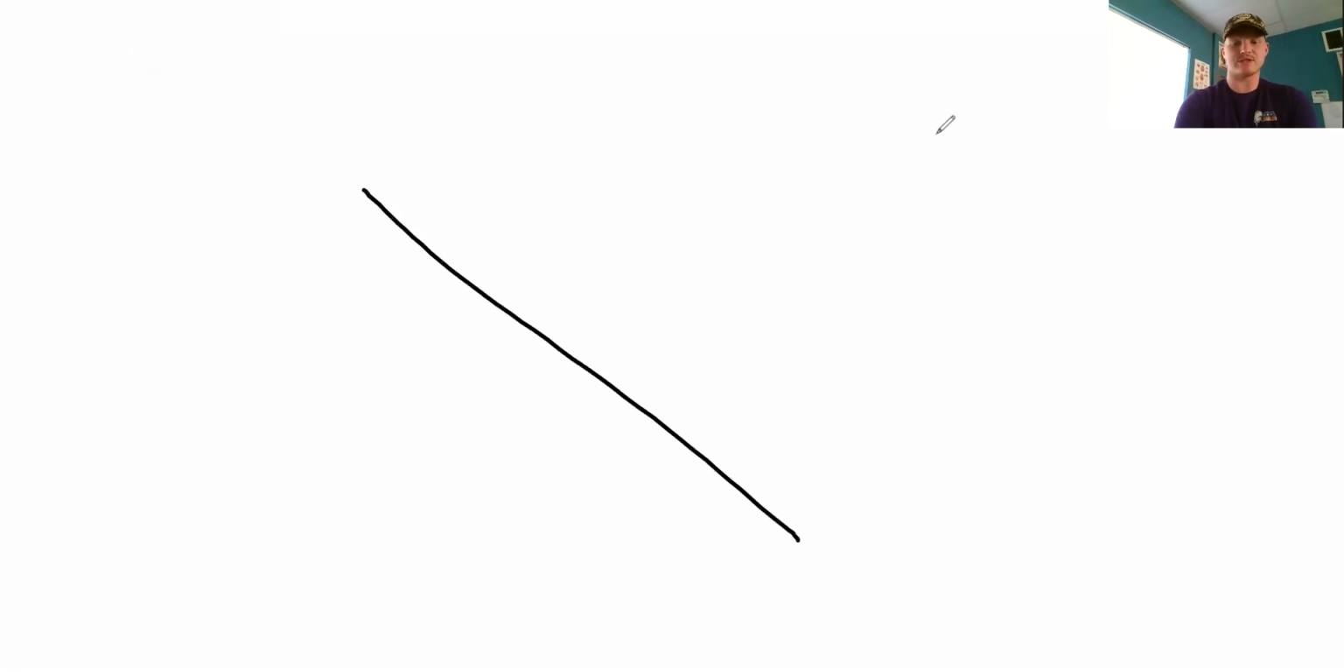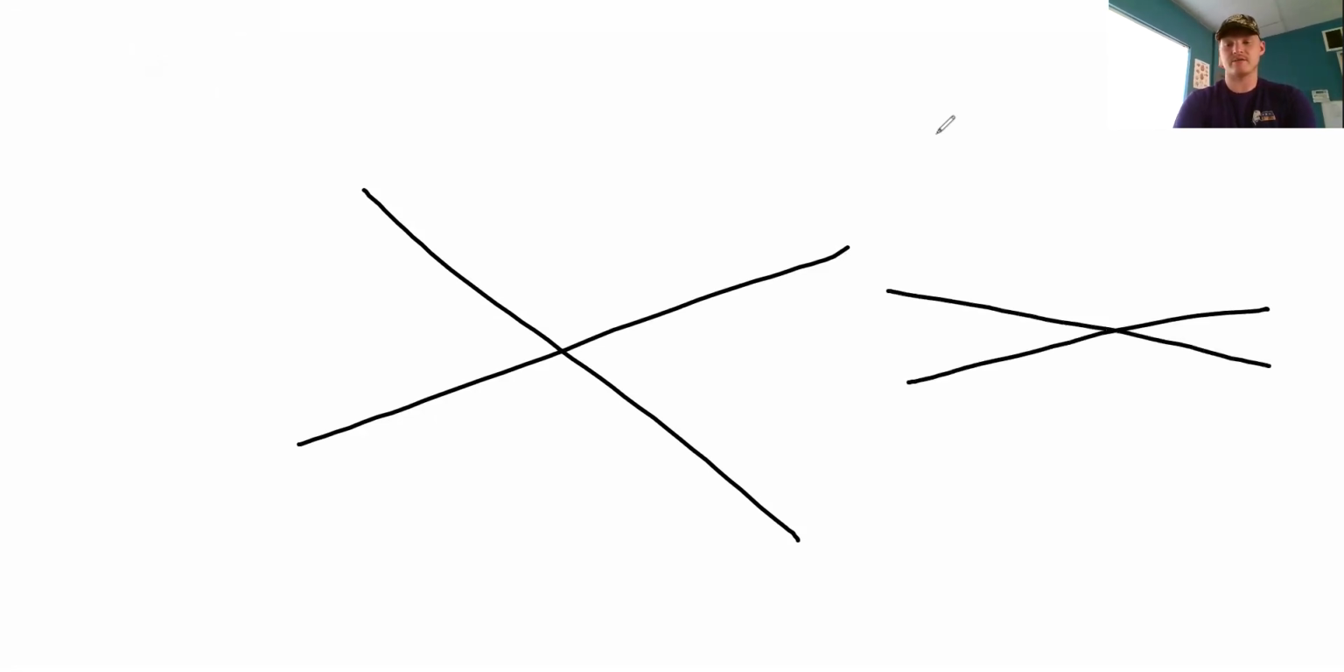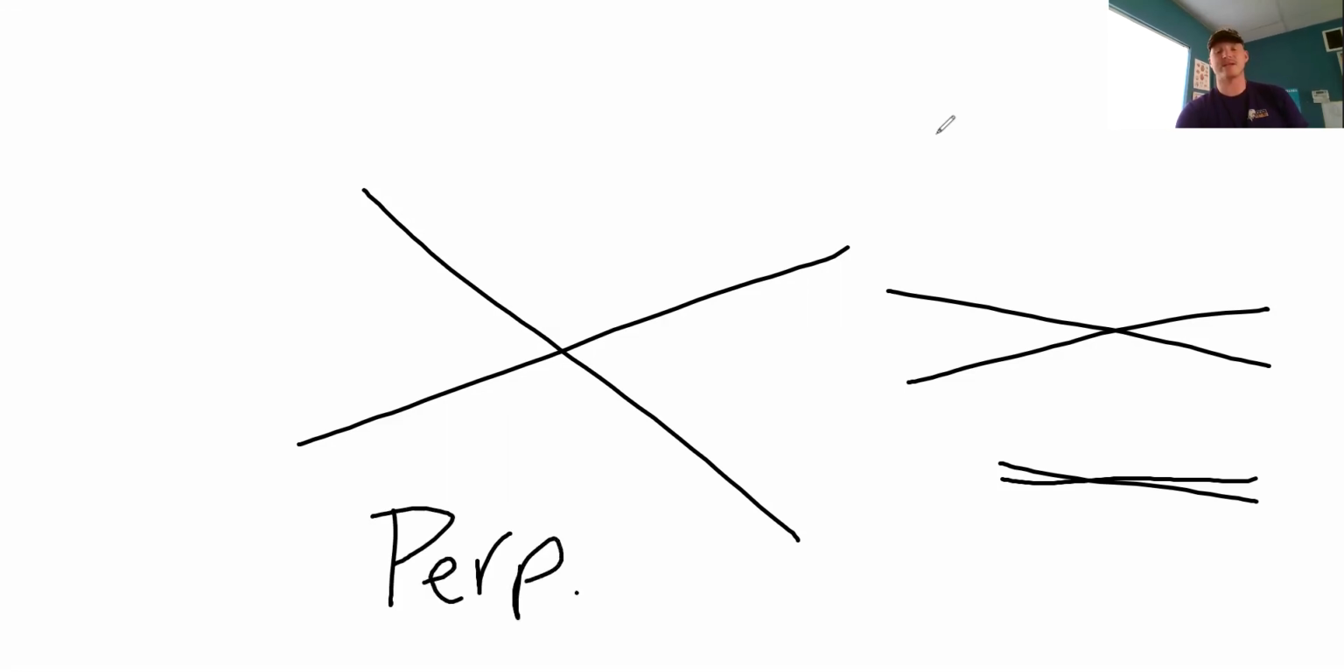Perpendicular lines, you could see perpendicular lines like this. You could see them like that. Even like this, where it's just a tiny little intersection point. So anywhere where two lines cross each other, they are intersecting lines. Sorry, that's my bad. So perpendicular lines, that's these guys right here. Oblique lines, I forgot about oblique lines. Oblique lines would be these guys right here.